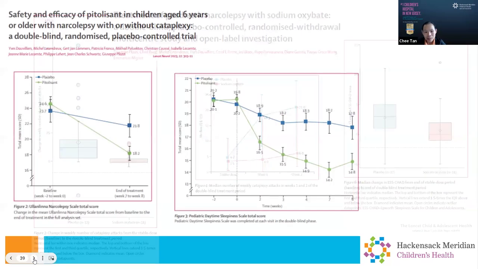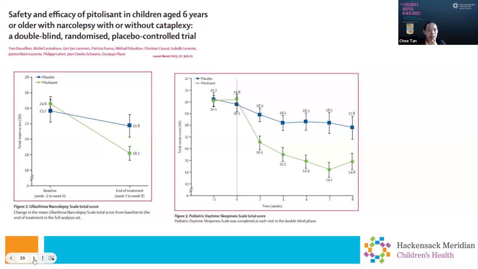Next slide, please. In regards to WAKIX or pitolisant, there was this study that was done in Europe in children aged 6 years and older with narcolepsy, with or without cataplexy, using a double-blind randomized placebo-controlled trial. They also showed improvement in their narcolepsy symptoms compared to placebo, as well as helping daytime sleepiness.